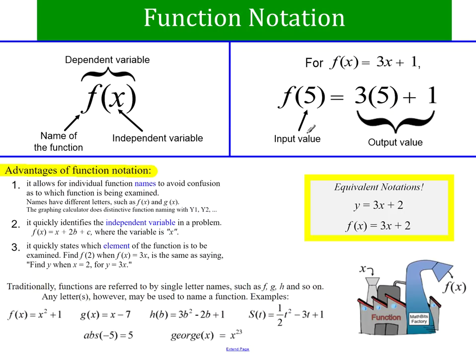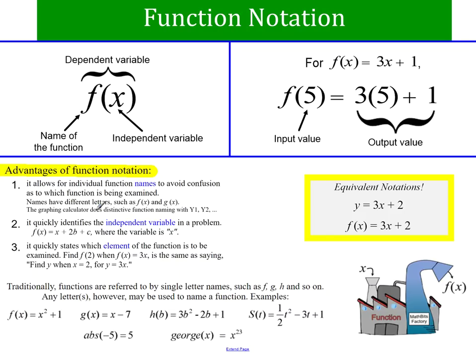So we can see very easily the independent variable, the dependent variable, the input value, and the output value given function notation. So these are some of the advantages of function notation, some of which we've already gone into. Function notation allows for you to look at different functions on a page and quickly name them. You don't want to say, oh, y is equal to x plus 1, y is equal to x plus 2, y is equal to 5x minus 3.